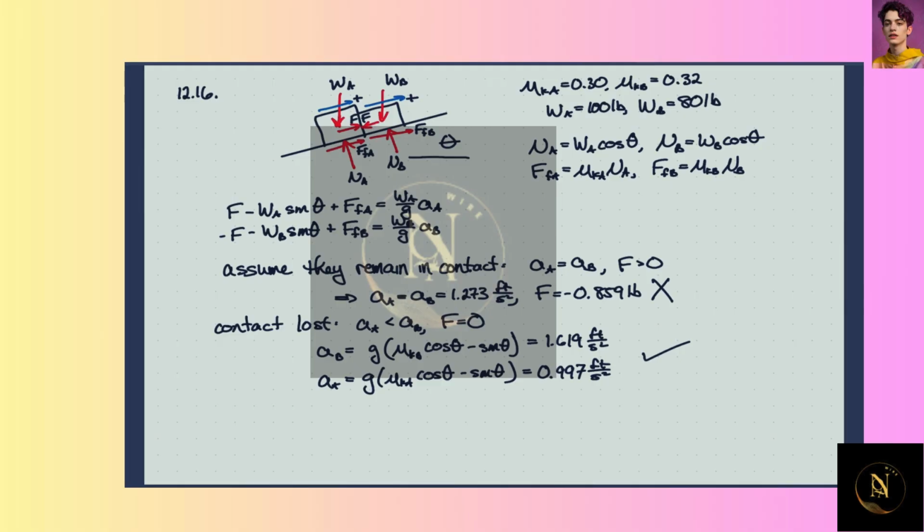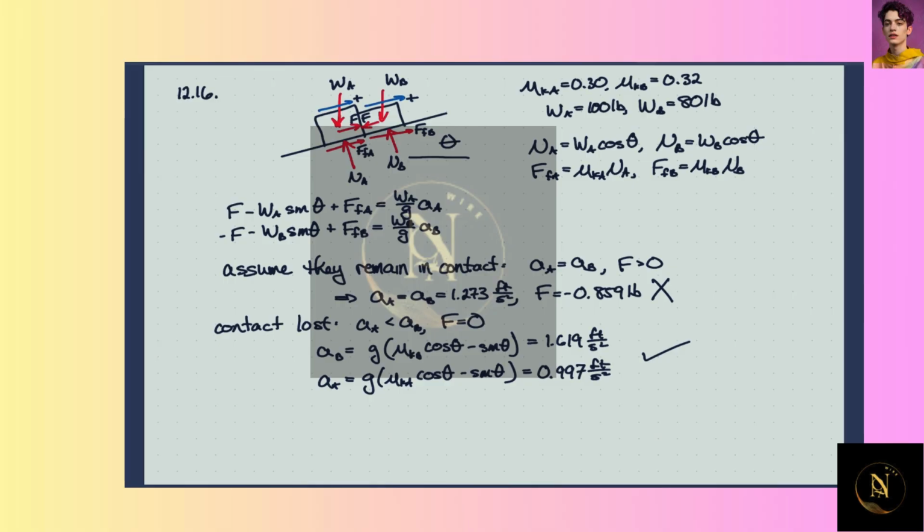There are two possibilities: they remain in contact, or they lose contact and separate. So I assume they remain in contact. If they remain in contact, then their accelerations have to be equal, and this force must be greater than zero, so that we have basically a compression, a force pushing one against the other.